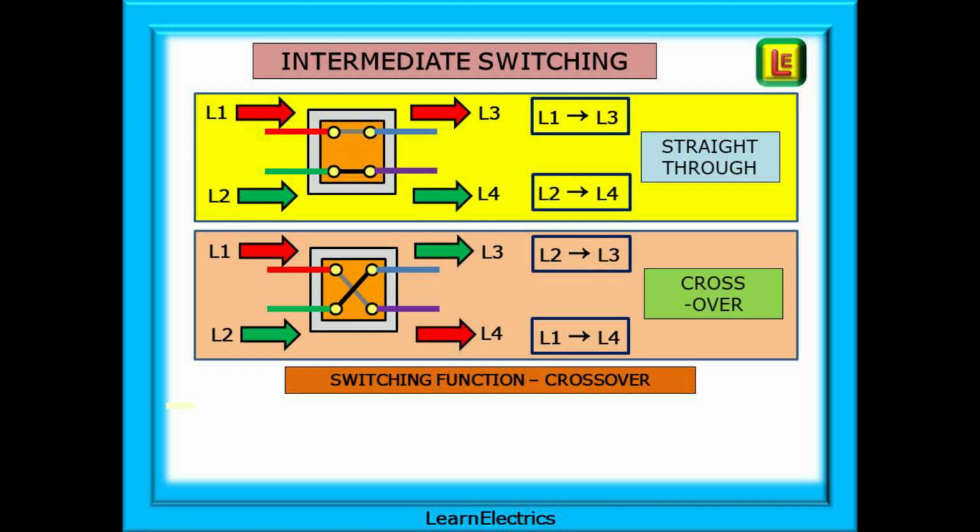Intermediate switches allow several switches to control one light or a group of lights. There are 2 input terminals this time, and each input can direct the current flow to either of 2 output terminals. Current flow can be what we've called here straight through, or it can be crossover. This means that L1 can direct current to L3 or L4, and L2 will do the complement of this and direct current to L4 or L3.